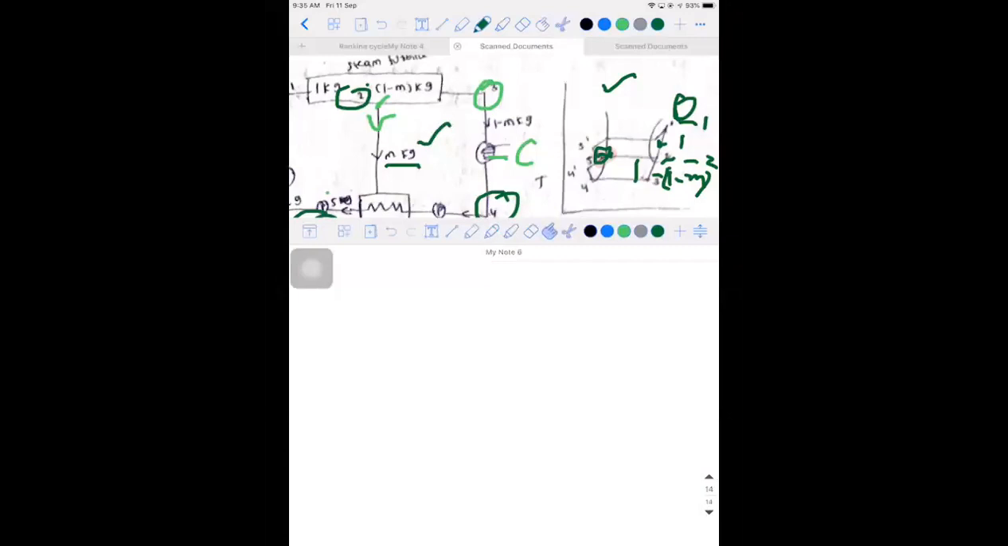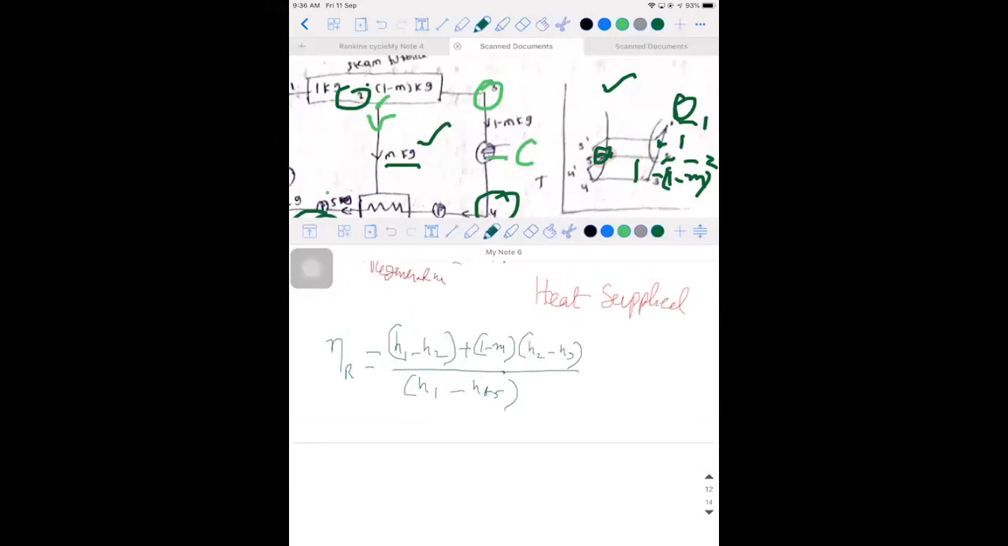Let us substitute the values. Now eta R is equal to, this value already arrived at, sir, 936.5 divided by H1. H1 is 3230 minus HF. I already got it in the previous step, from the steam table it is 640.1, into 100.